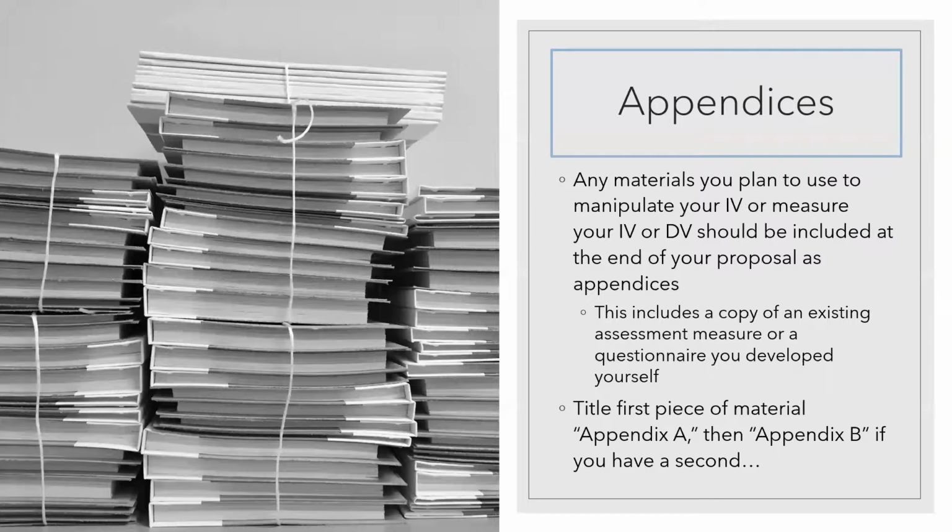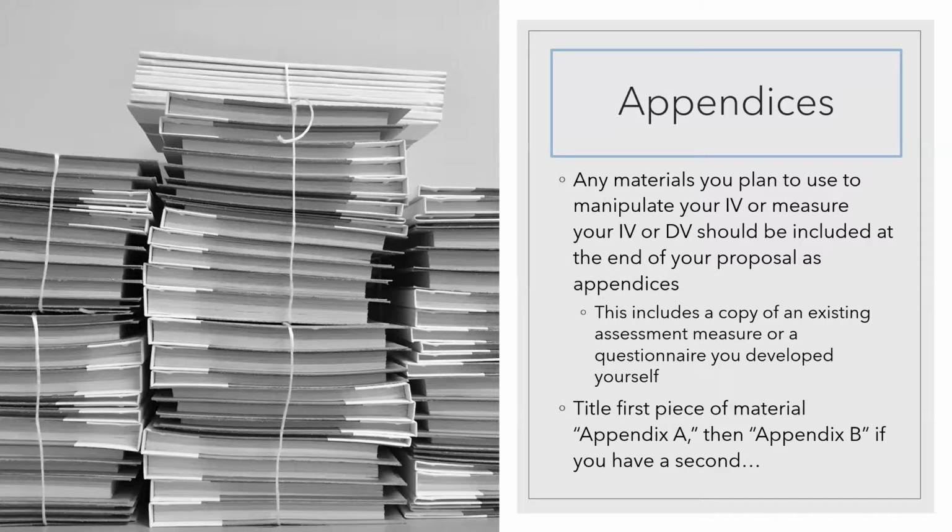Lastly, let's briefly chat about appendices. Any written materials you plan to use to either manipulate your independent variable, so for example, a short vignette, or to measure your independent variable or your dependent variable, so for example, an existing psychometric assessment tool or a survey questionnaire you developed yourself. Any of these should be included at the end of your proposal as appendices.